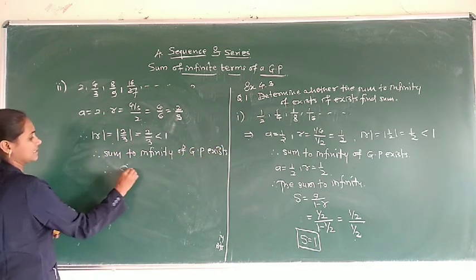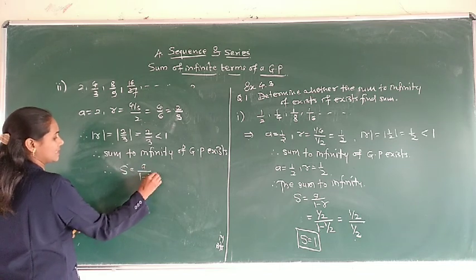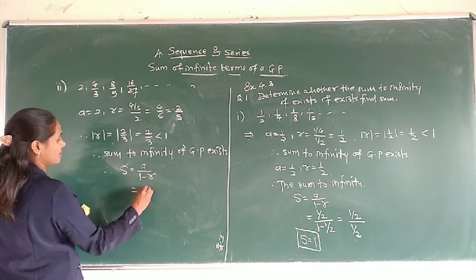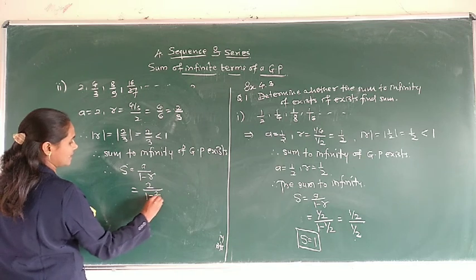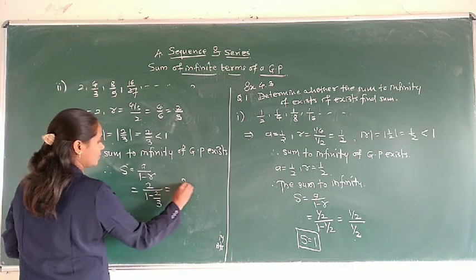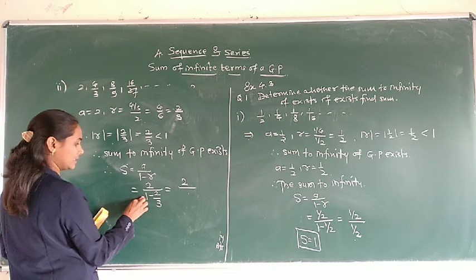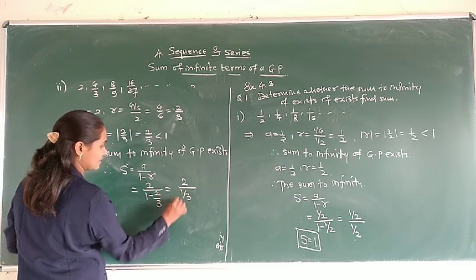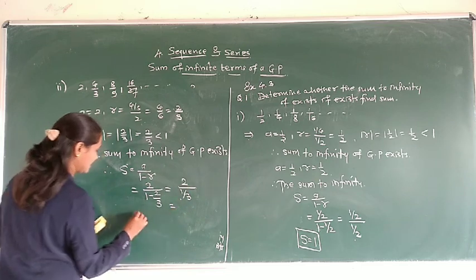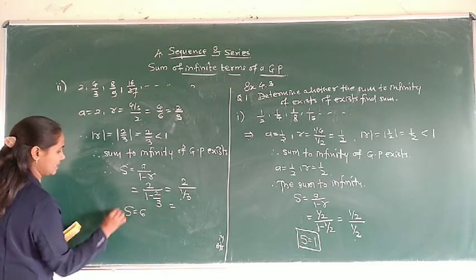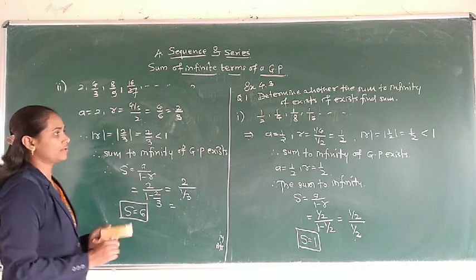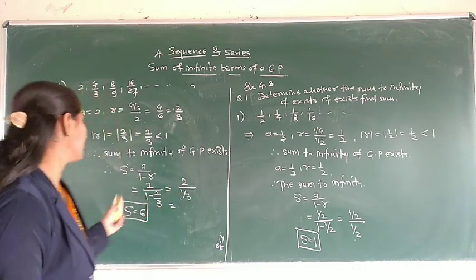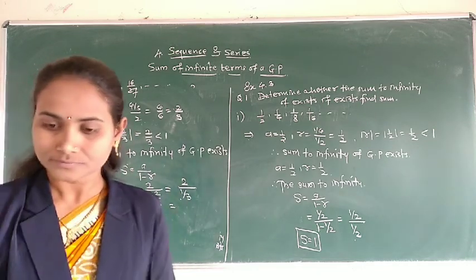Therefore S is equal to, again that formula, A upon 1 minus R. A is 2 divided by 1 minus 2 by 3. That is 2 divided by 1 by 3, and this 1 by 3 gets multiplied, hence S is equal to 6. Therefore sum to infinity of GP for the second sequence is 6.